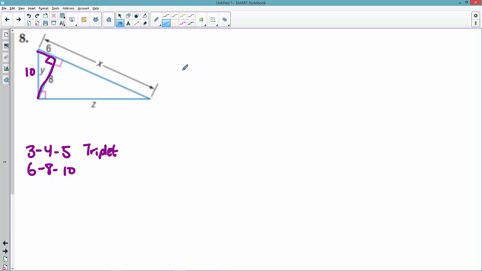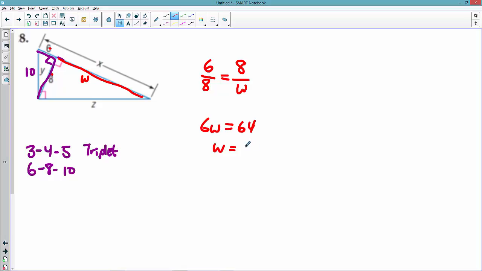Okay, now I'm going to set up my proportion to solve for this piece right here. This is not x, okay? So I'm actually not going to use x. I'm going to make up something for it. I'll call it w, okay? I'm going to find that red piece. So the proportion, of course, is 6 is to 8, going from here to here, which is equal to 8 over w, not over x. X goes all the way. I'm going to find this piece, then we'll worry about what x is. Okay, so I get 6w equals 64. W equals, now 6 goes into 64.